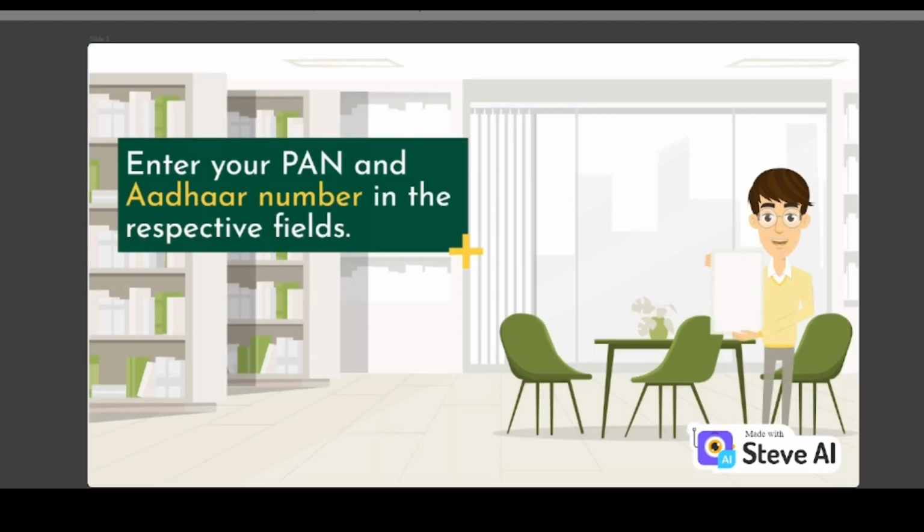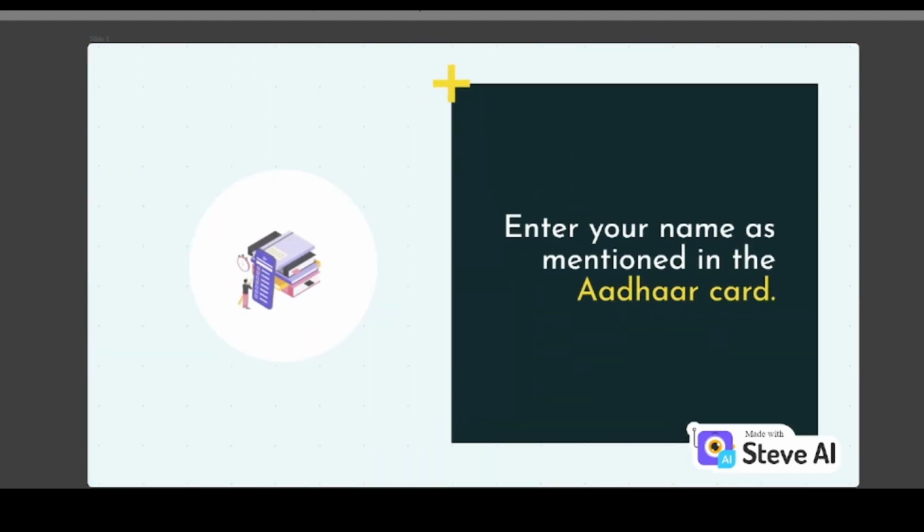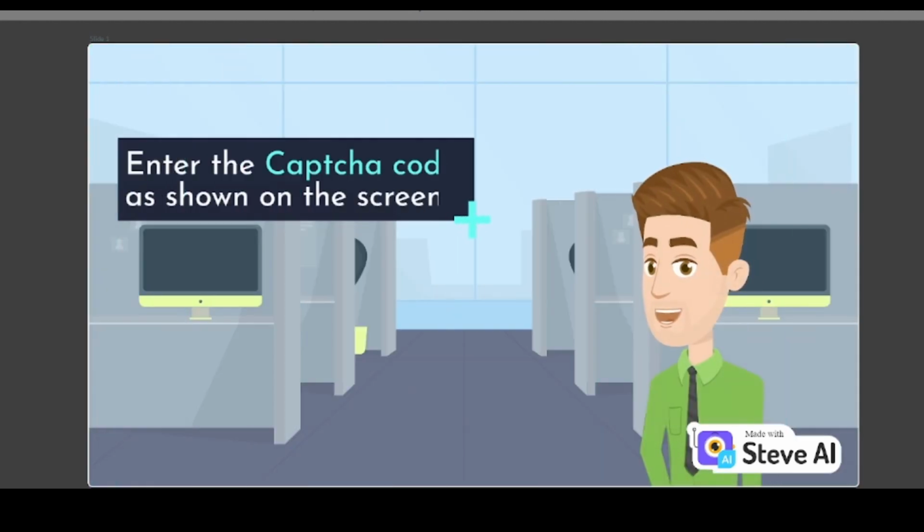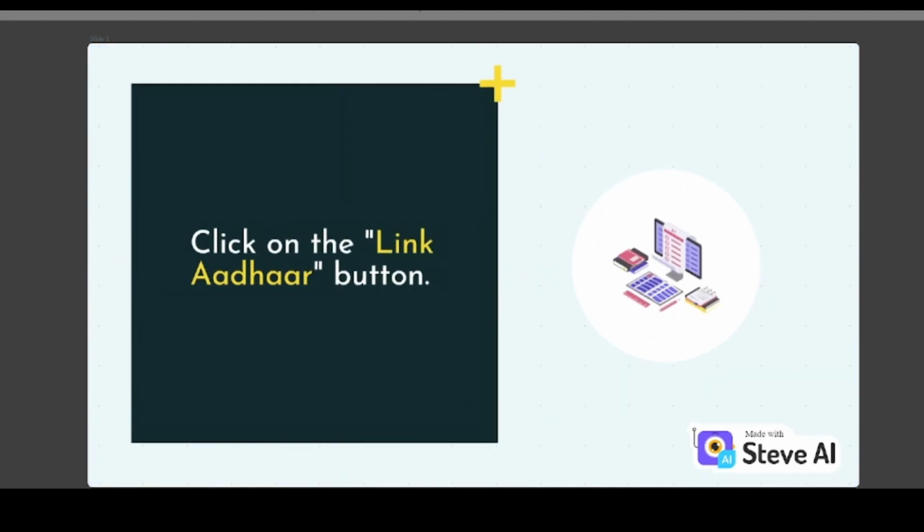Enter your PAN and Aadhaar number in the respective fields. Enter your name as mentioned in the Aadhaar card. Enter the captcha code as shown on the screen. Click on the Link Aadhaar button.